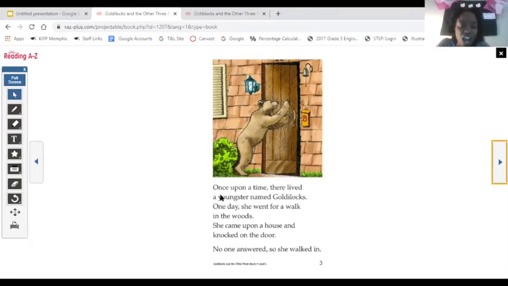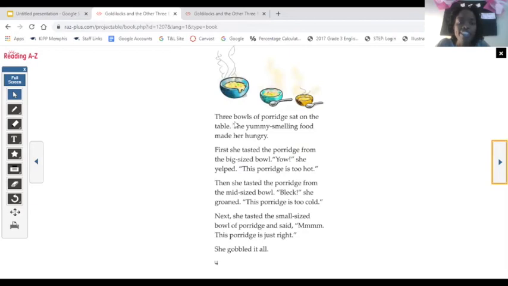Awesome job. One day, she went for a walk in the woods. She came upon a house and knocked on the door. No one answered, so she walked in. 3 bowls of porridge sat on the table. The yummy smelling food made her hungry. First, she tasted the porridge from the big sized bowl. Yow! She yelped. The porridge is too hot.